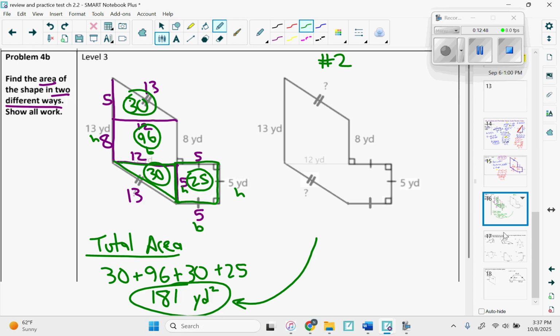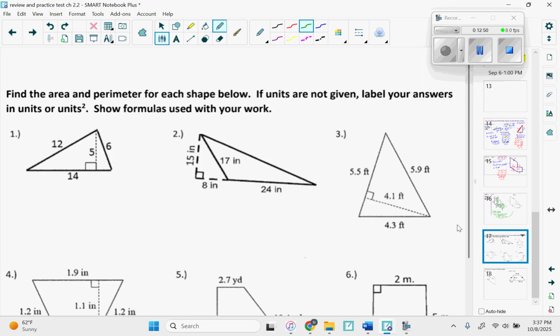Moving on to our next set of problems. Here we're doing area and perimeter. I'm going to just show one little part. I'm not actually going to do any of the calculations for you.